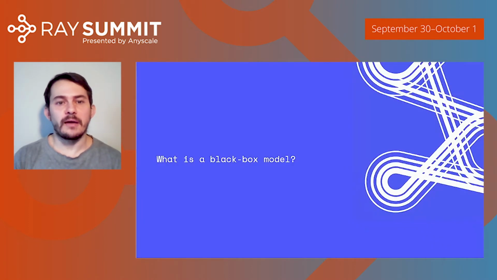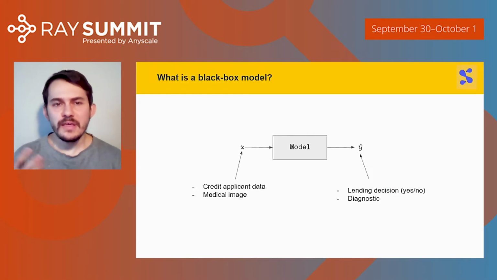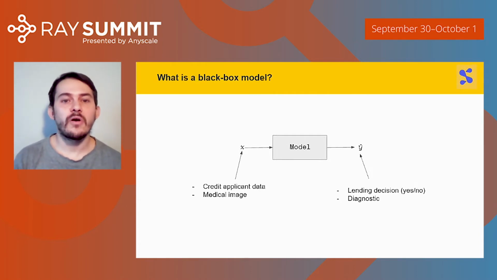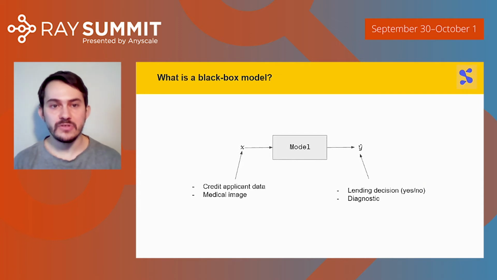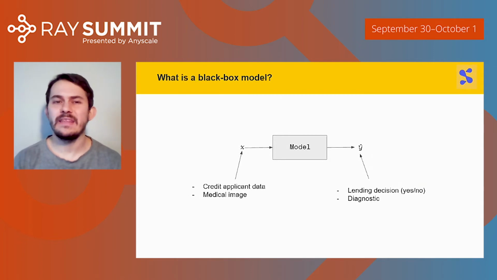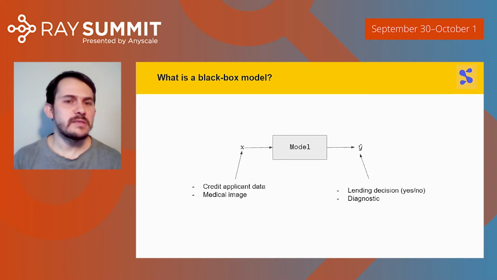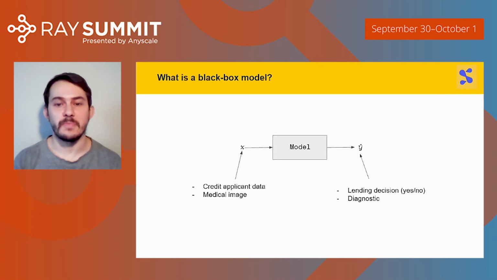So what is a black box model? You can think of a black box model as a complex function whose operation on a given input is unknown. We can pass an input to it, x, and we can read its output, y hat. But we usually don't know anything about how x is transformed into y hat. This is usually the case in production, where you have an API that you can query with your data, and you get a response back.